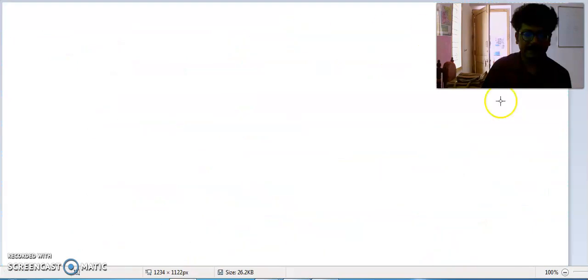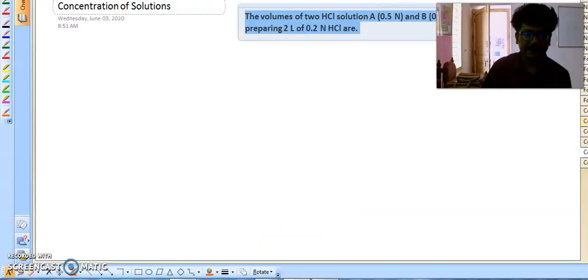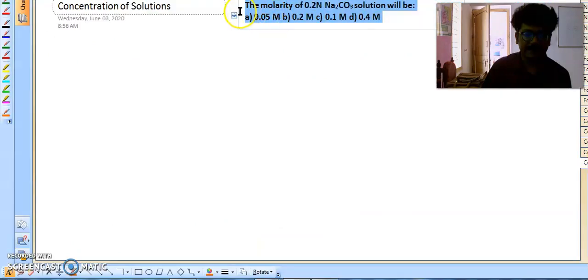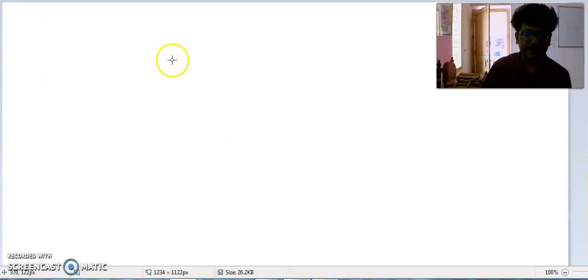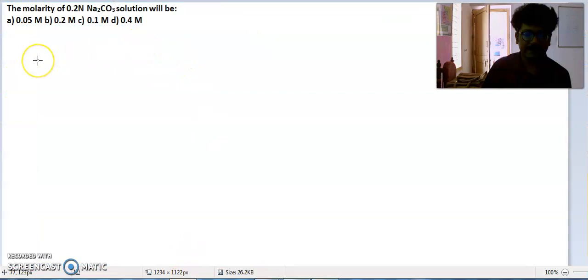Okay. The last one. It is very simple, but it is not acid and base, so there might be a confusion for it. The normality is given, the molarity is asked. So 0.2 normal Na2CO3 solution is there, and you are asked the molarity.